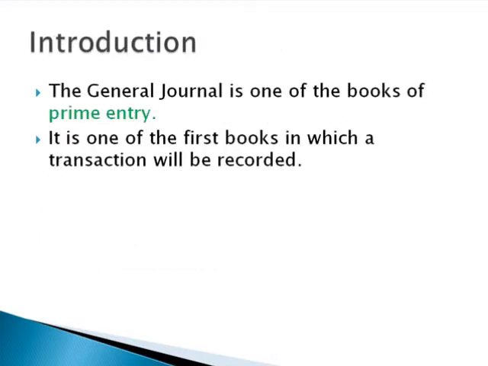Firstly, the general journal is one of the books of prime entry or original entry. So another word for books of original entry is prime entry. It is one of the first books in which a transaction will be recorded. In some cases, all transactions are first recorded in the journal, although in larger firms where other prime entry books are used, the journal is restricted to recording transactions other than those recorded in the rest of the prime entry books. So the general journal is a very important book.